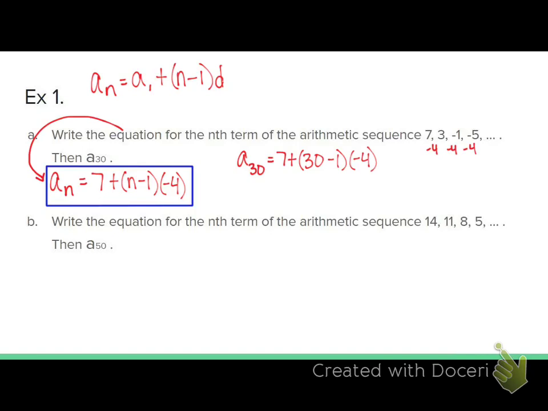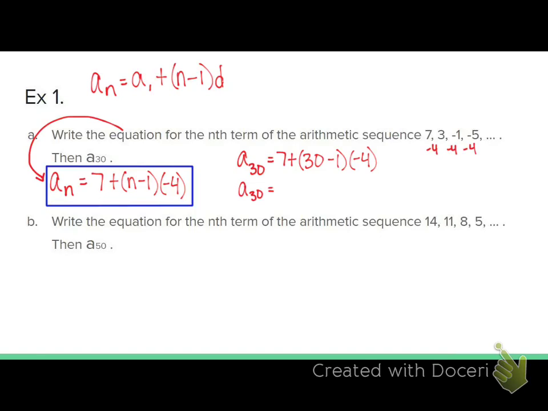-1 times -4. So that n number should come from the subscript of whichever term you're finding. Okay, if we're finding the third term, it would be a 3. If we're finding the 52nd term, it would be a 52. Questions about what we plugged in, where, and why? Okay, then we can keep calculating.